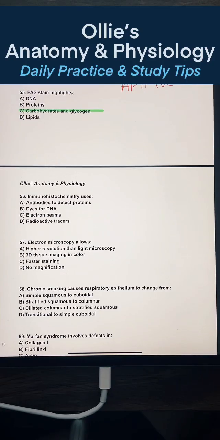Number 56, immunohistochemistry uses what? What are we doing here? A, B, C, or D? What's the function?